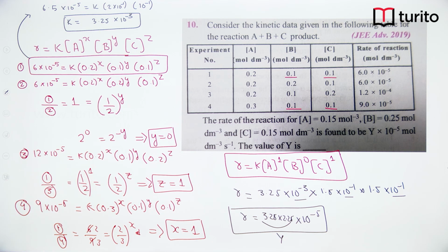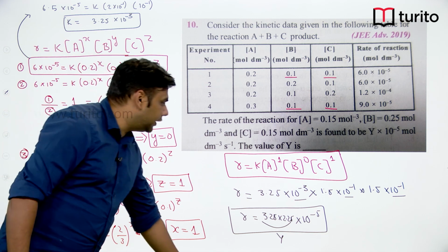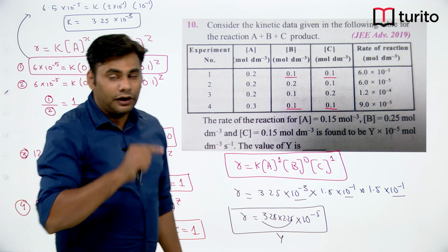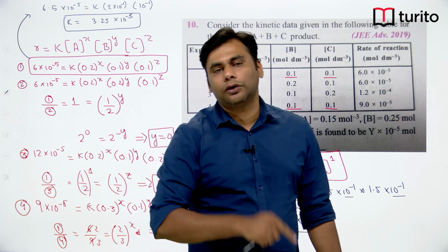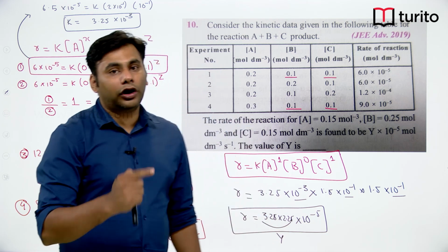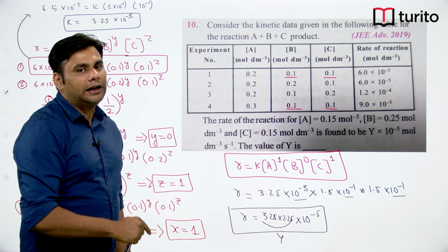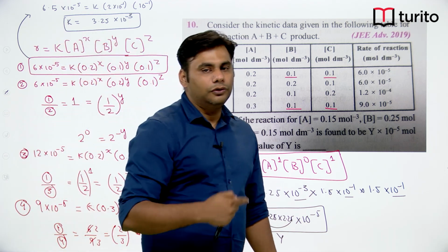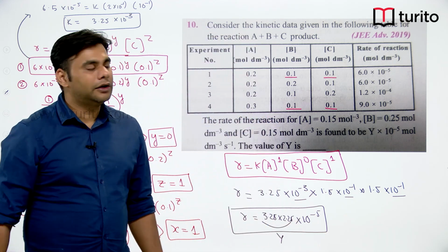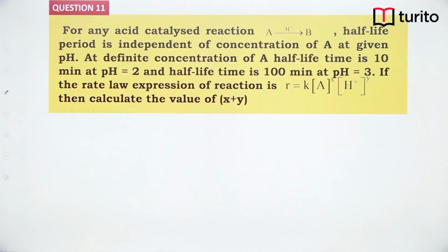So you can see this question, this was in 2019, a very direct question that came from the rate law data, okay. So you can take a snapshot of this as well. So I hope this question is clear to you. Basically in such cases we vary the concentration of one of the reactants and keep the other constant, and then we divide the rates so that we can get the order with respect to that particular reactant whose concentration we are changing, okay. So I hope this is clear to you.